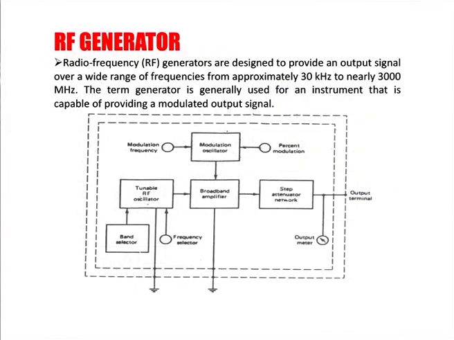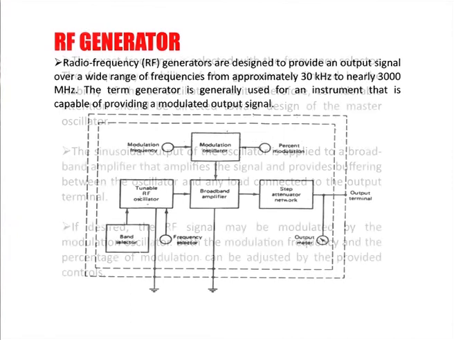RF generators are designed to provide an output signal over a wide range of frequencies from approximately 30 kilohertz to nearly 300 megahertz. The term generator is generally used for an instrument that is capable of providing the modulated output. Here the output may be a simple oscillating output, or it may even be a modulated output. If the oscillator also produces a modulated output, then instead of calling it an oscillator, we call it a generator, and that is the difference between the RF oscillator and the RF generator. The following circuit shows the block diagram of the RF generator.